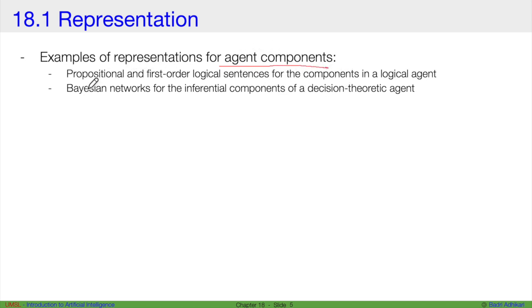Here are some examples of representation for agent components. One example is the input data formatted for propositional and first order logic. If your agent is a logical agent that deals with true and false statements mostly, then it would be ideal to use propositional logic or first order logic as a technique of representing your data and your model. If your agent is something like a decision theory agent, then Bayesian networks are ideal for such situations.